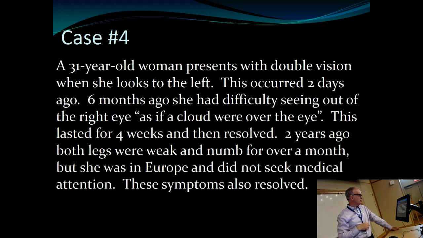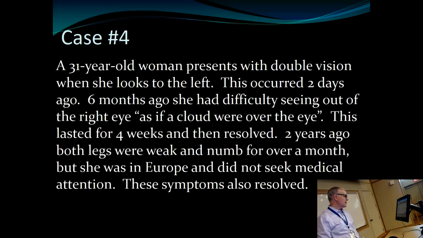Okay, so that's a pretty good list. 3rd nerve palsy, 6th nerve palsy, MLF lesion. So this occurred 2 days ago. 6 months ago, she had difficulty seeing out of the right eye as if a cloud were over the eye. Okay, so again, big picture, blindness in one eye. Where is the lesion most likely? Now it has to be anterior to the optic chiasm, right? So it's either optic nerve or there's a problem in the eyeball itself. Okay, so it has to be anterior to the chiasm.